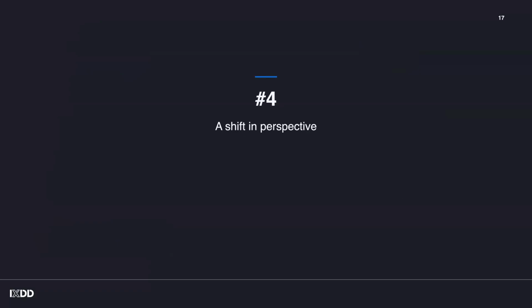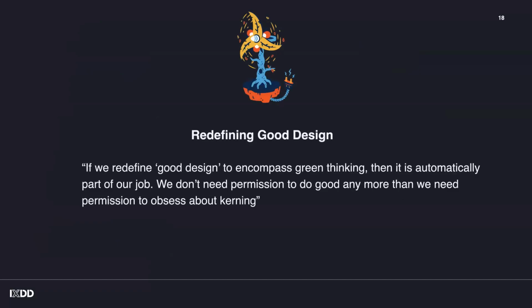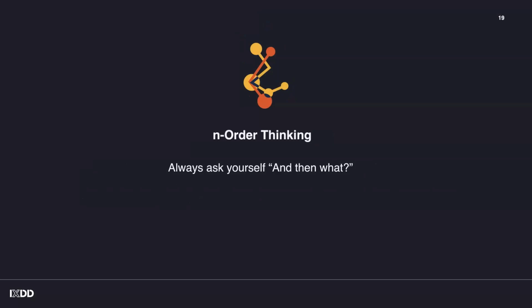And I think the very first thing that we can do here is to realize what good design is. So if we redefine good design to also include green thinking, well, it automatically then has to become part of a job. And again, this is something which we can always initiate within our teams, within our peers, and then let it flow across the entire organization. So the first thing in terms of good design that we have to consider is what I call n order thinking or second order thinking. So as I said, we have to look beyond the first chain of a cause and effect relationship.